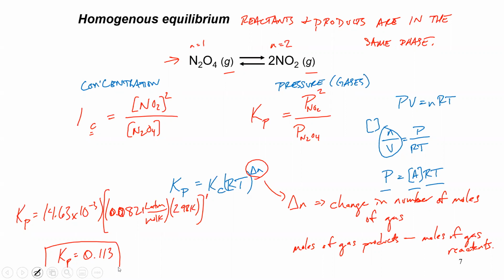So as long as we know the reaction and we can calculate the number of moles of products minus the number of moles of reactants in the gas phase, and we have to know temperature because since rate depends on temperature, equilibrium constant is also going to depend on temperature. So we have to know the temperature in order to know the equilibrium constant. As long as we know those things, we can find Kp as long as we're given Kc, or vice versa, right? If we're given Kp, we can find Kc.